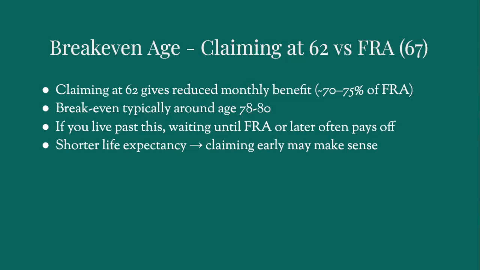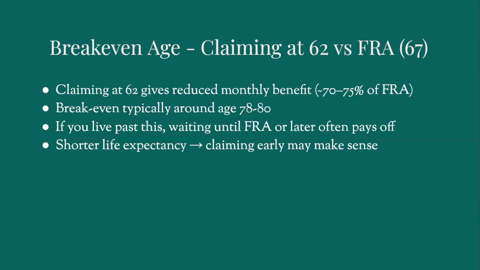So here's how I would look at this. If I'm going to wait till my full retirement age instead of taking it at age 62, my break-even age is, let's say about 79, to take the midpoint. So if I wait till 67 versus taking it at 62, I hope I live to 79. If I die at 75, 76, 77, I would have been better off taking it at 62.